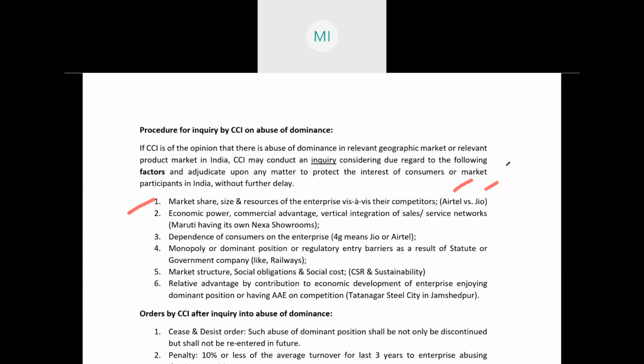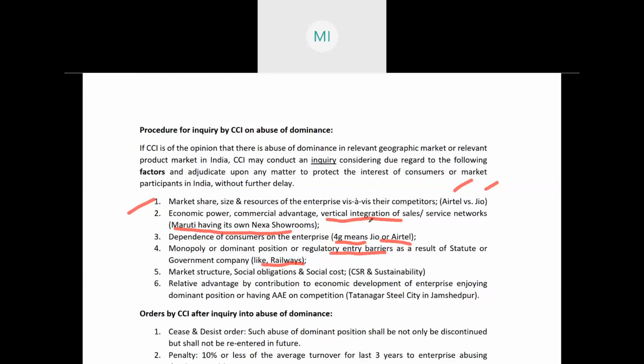Then whether there is a commercial advantage because of this vertical integration, like Maruti owning its own Nexa showrooms. Is there any advantage of having their own showrooms rather than giving it to a separate dealer? Then dependence of consumers on the enterprise. Because if you want a 4G connection, you will definitely have to go to Jio or Airtel. So how much are consumers dependent on the particular company? And whether it creates a monopoly or dominant position, or whether there are regulatory entry barriers.